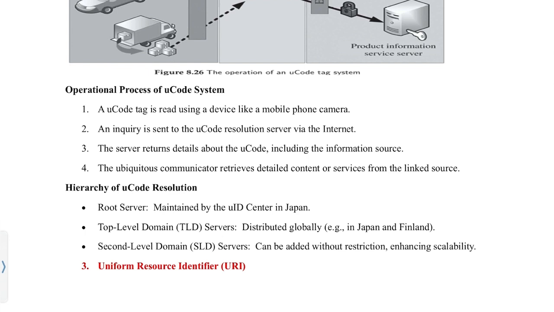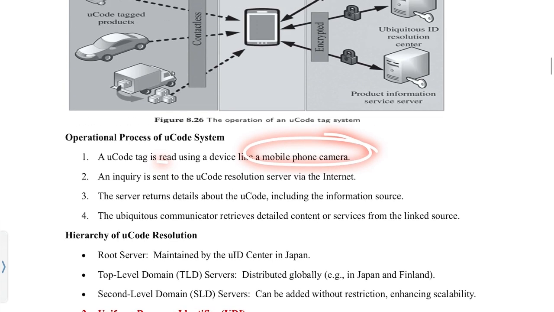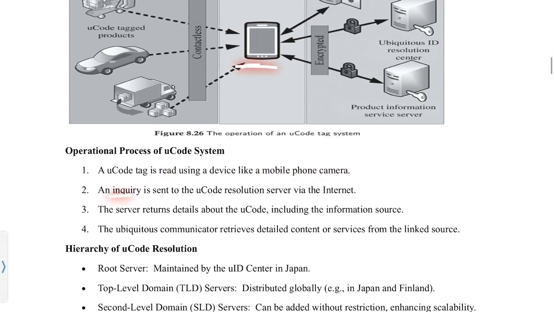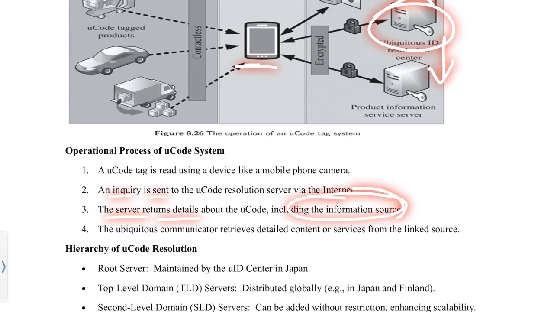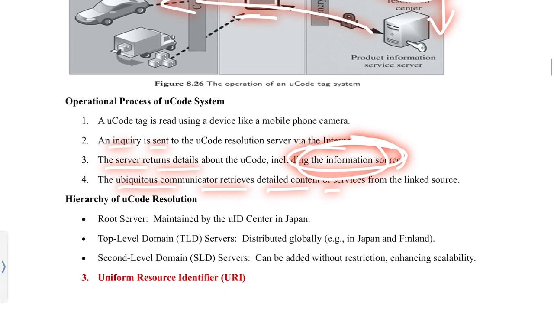Speaking of the operational process, a ucode tag is read using a device, that is the communicator. Then an inquiry is sent to the ucode resolution, and via the internet the server will fetch the details, and it will be sent to the information source. So the ubiquitous communicator will give the detailed content back to the source, right?